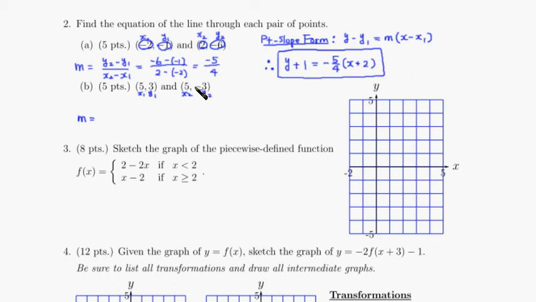So y2 is -3. So y2 minus y1 is -6, over x2, which is 5, minus x1, which is also 5. So this will get you -6 on top, but you get a 0 on the bottom, which means that this slope is undefined.